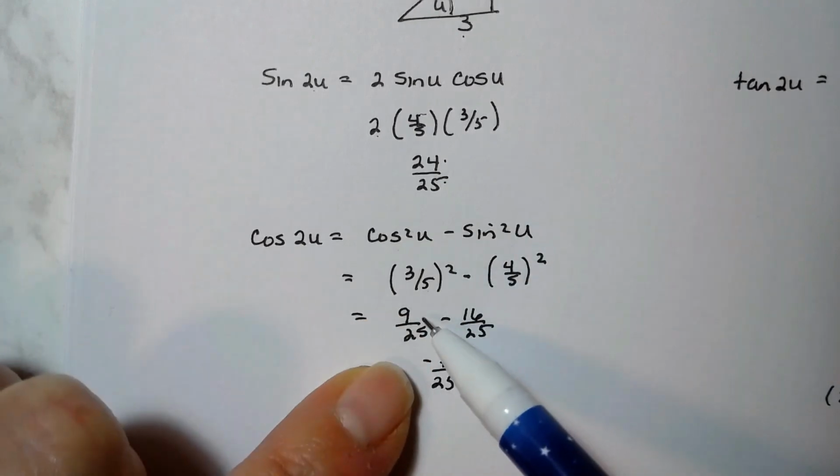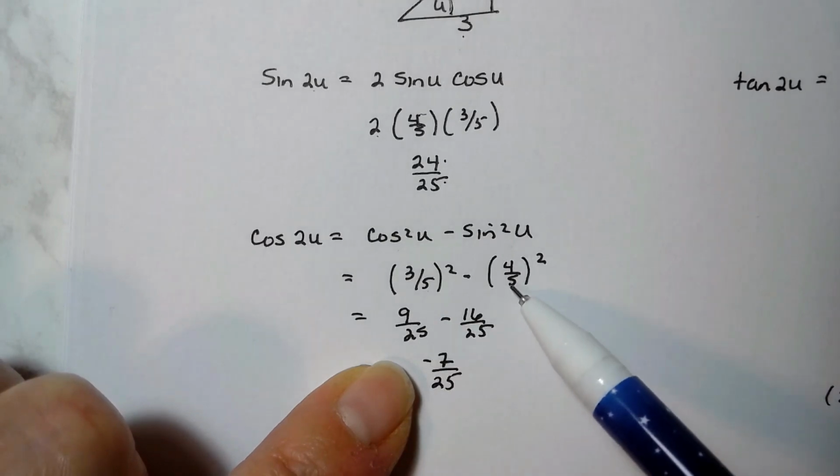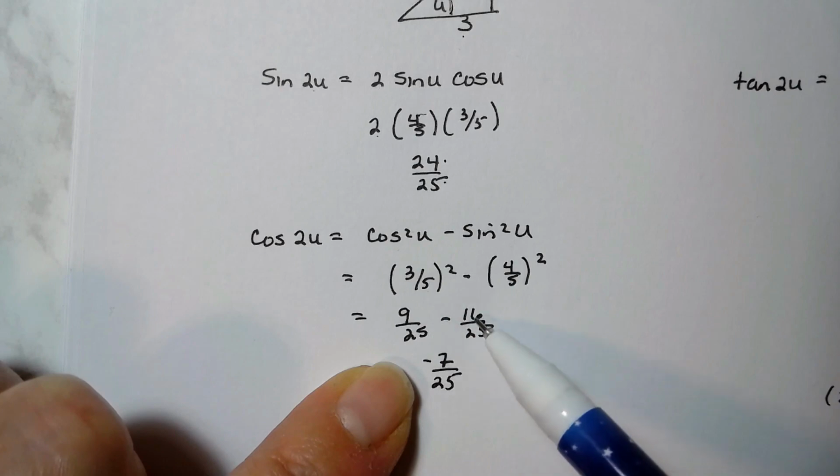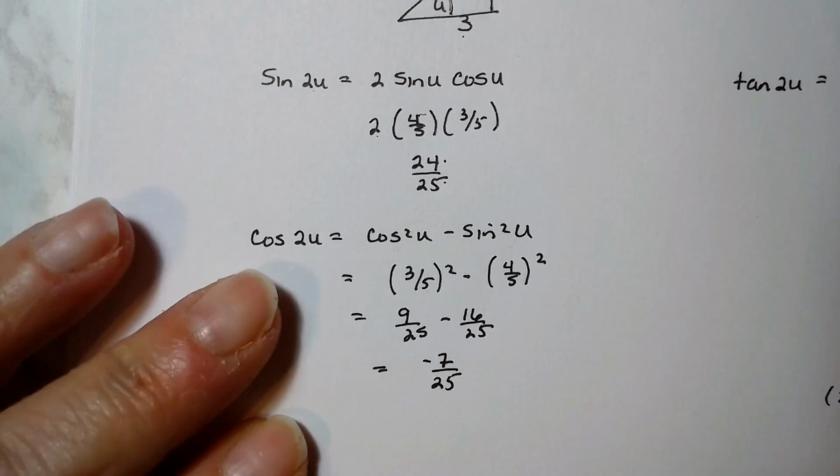So if I square this, I get 9/25. If I square this, I get 16/25. 9 minus 16, the signs are different, so we subtract and use the sign of the bigger number. 16 is bigger, so I get a negative 7 over 25.